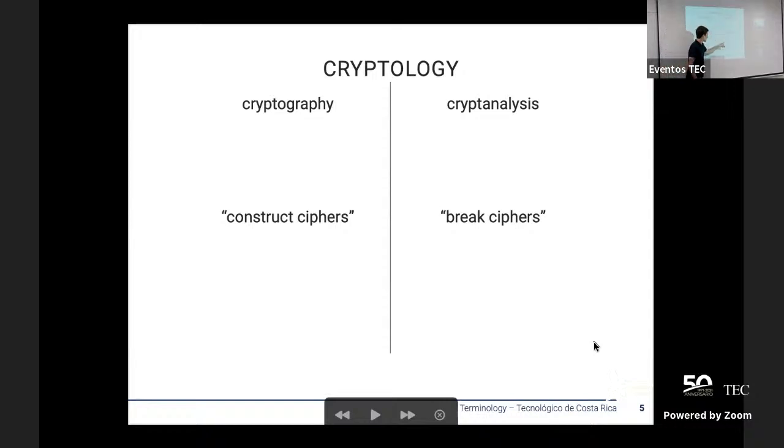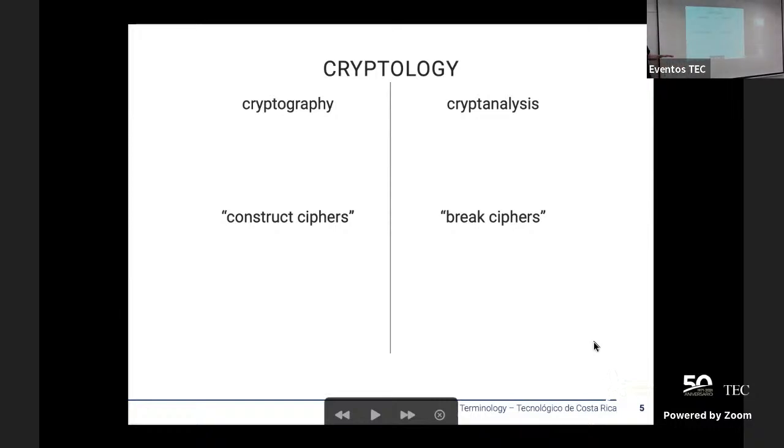And cryptanalysis is actually breaking the things that people constructed, and then trying to read a ciphertext, to break the ciphertext, to break a hash function. That's all cryptanalysis. But in this part we will focus on cryptography, except for this first class, where we will also see these historical ciphers and also how to break them.